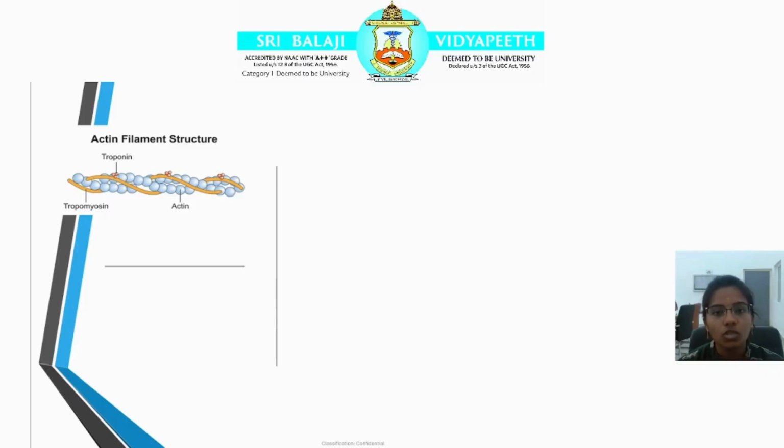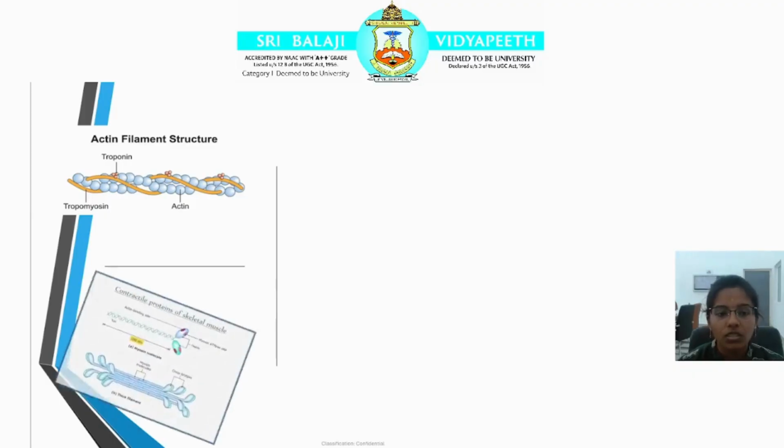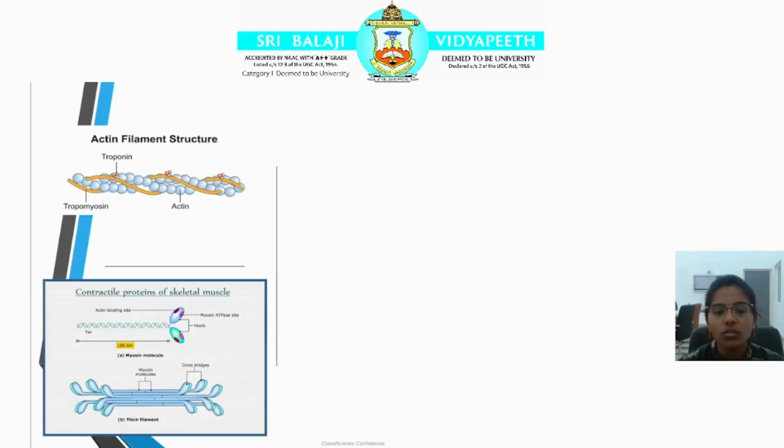Troponin has three parts: troponin I, troponin T and troponin C. Troponin C gets attached to calcium ion, troponin T gets attached to tropomyosin and troponin I gets attached to actin. So now we'll see about myosin. Myosin also represents a double helical structure. It has two parts, a head part and a tail part. The head part has two active sites, one for F-actin to get bound to the myosin and another site for the ATP to get hydrolyzed to ADP and phosphate ion during muscle contraction.